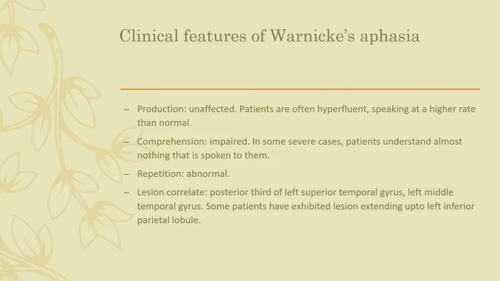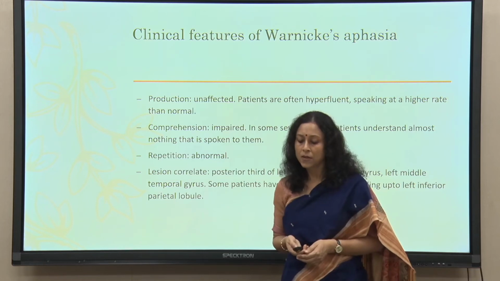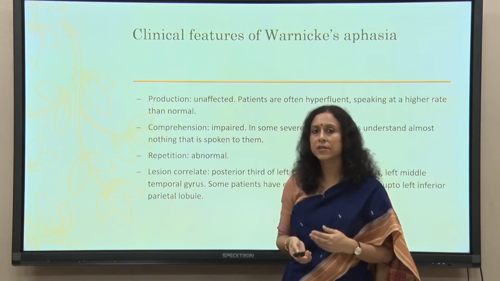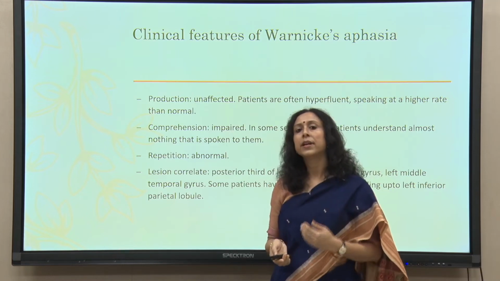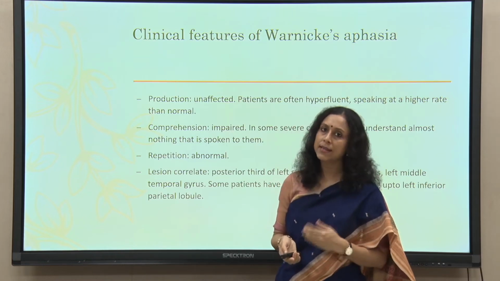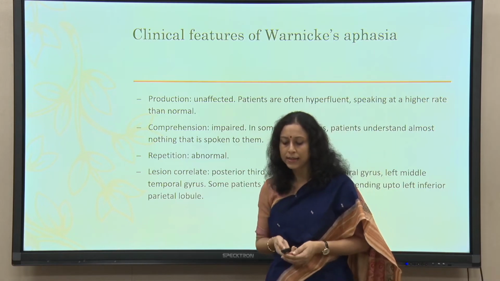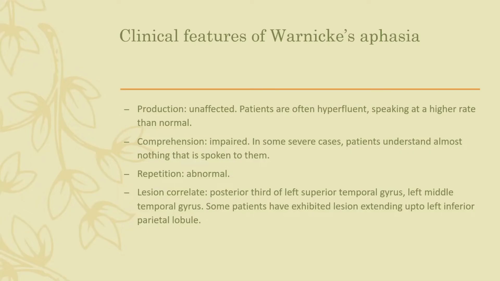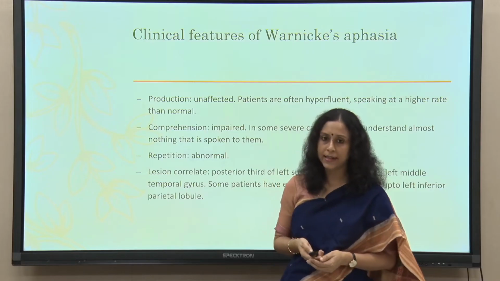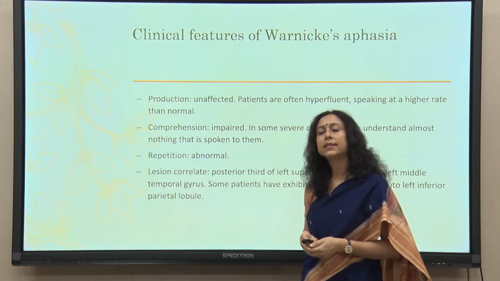As far as repetition is concerned, it is also abnormal. So, we will look at the clinical features of various aphasias through production, comprehension, repetition of words and sentences, and of course, the lesion site. As far as the lesion correlate is concerned, in the case of Wernicke's aphasia, the posterior third of the left superior temporal gyrus is the one that is found to be most affected, along with the left middle temporal gyrus. However, this is not universal.